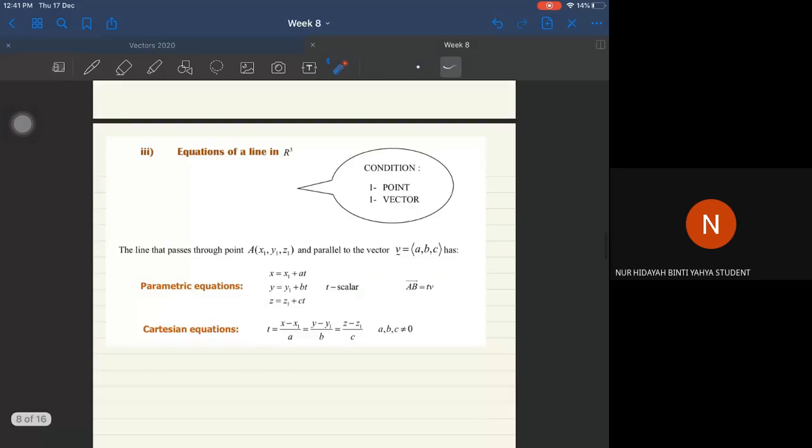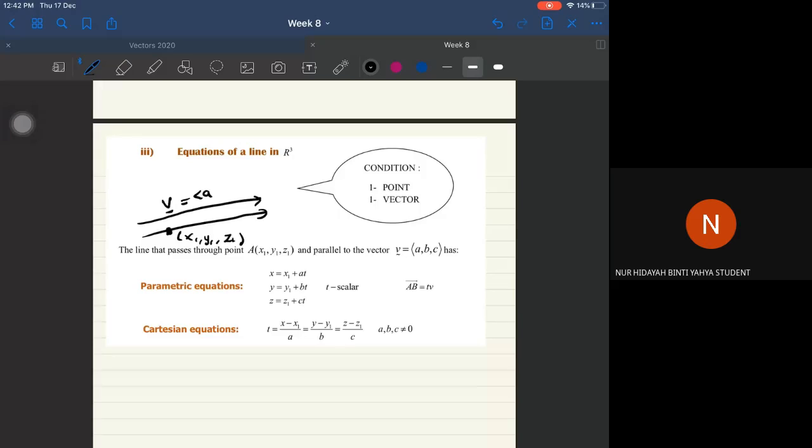So saya nak explain untuk equation of line dulu. Okay, equation of line ni ada dua bentuk you boleh tulis. Sama ada you nak tulis dia dalam bentuk parametric equation ataupun Cartesian equation. So if you have a point that passes through this line, so this point refer to contoh point dia x1, y1, z1. Okay, a point that passes through this line which is parallel to the vector. So dia mesti parallel to the vector. So let's say this is your vector V.